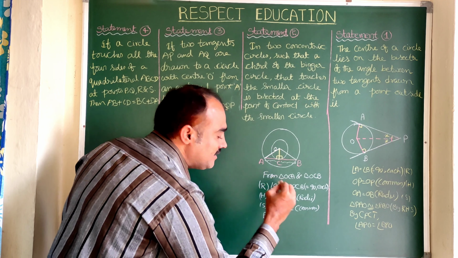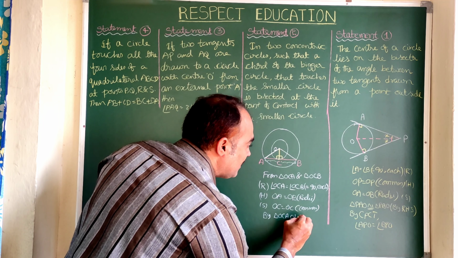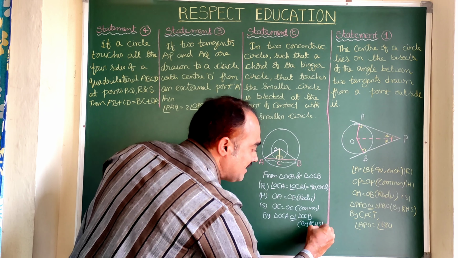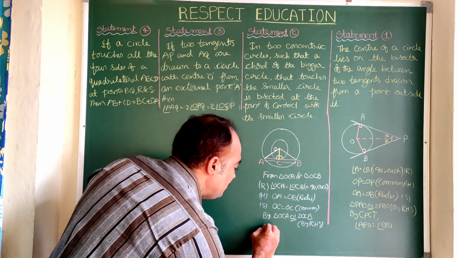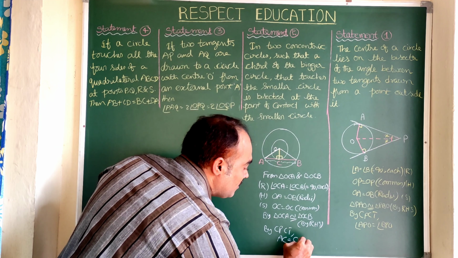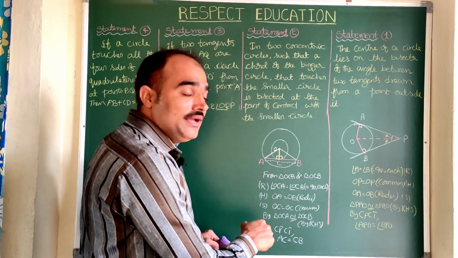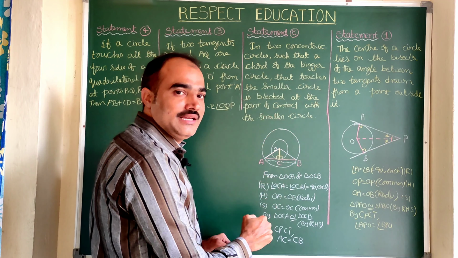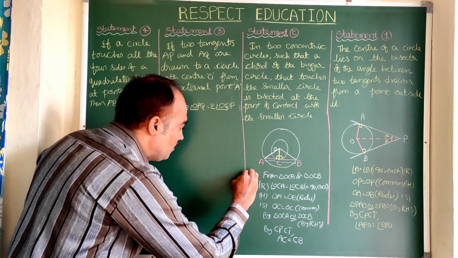So by RHS congruency axiom, we can say that triangle OCA is congruent to triangle OCB. Since by RHS congruency axiom, by CPCT we can say AC is equal to CB. That means the chord of the bigger circle is bisected by the point of contact of the smaller circle. With this, the second statement is also proved.